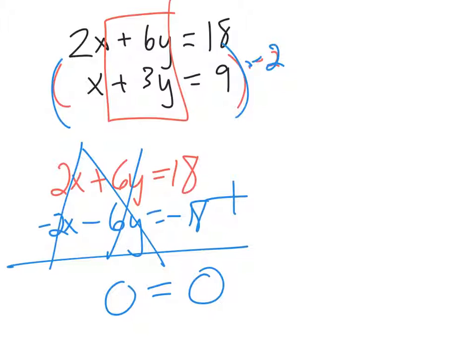We saw something similar to this with substitution. The variables are all gone. You have to ask yourself, is this a true statement? And the answer here is yes, 0 does equal 0, so there are infinite solutions. If you ended up with a statement such as 0 equals 12, that's nonsense. We would say that there's no solution in that case.